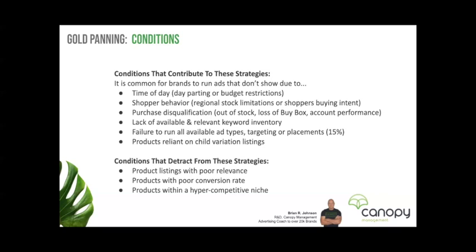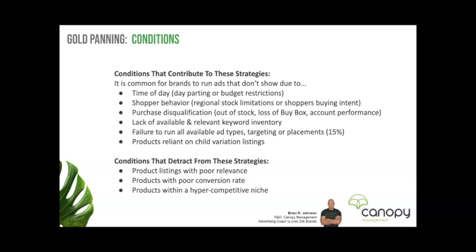Okay, all right, cool. So the conditions that detract from the gold panning strategy include product listings with poor relevance. In other words, if you've tried this before or tried something similar where it was just a low bid campaign, plenty of my peers have echoed my original gold panning strategies, so it's out there. I'm not concerned about that. I think everybody should use it, but it just keeps on getting added on year over year.